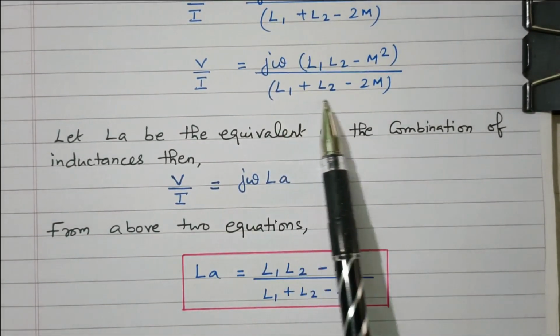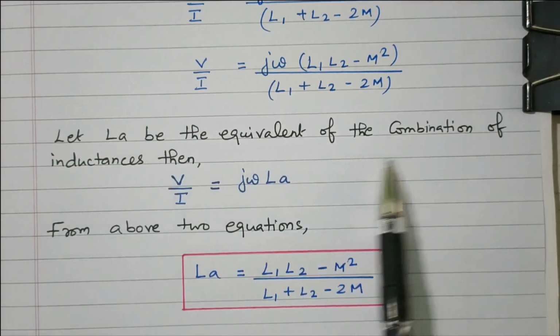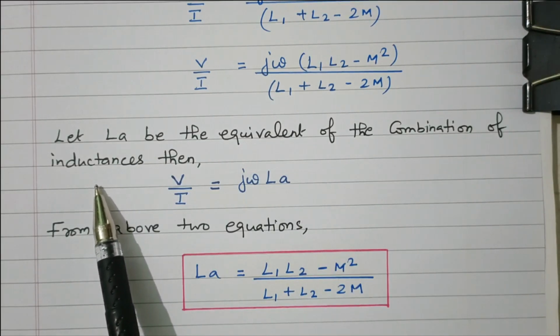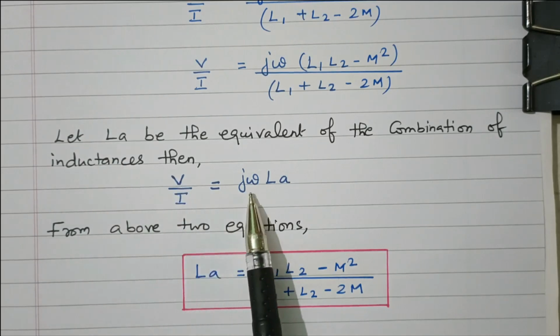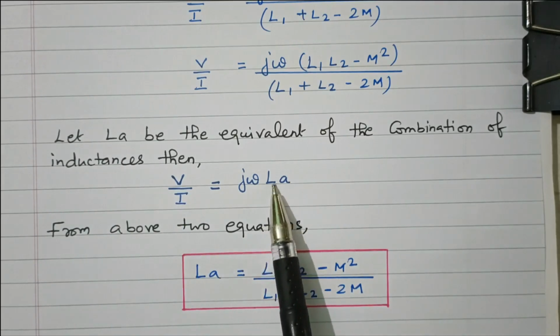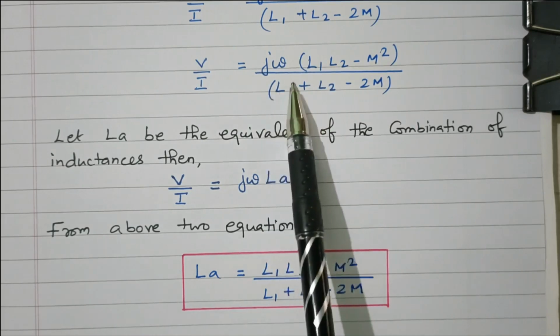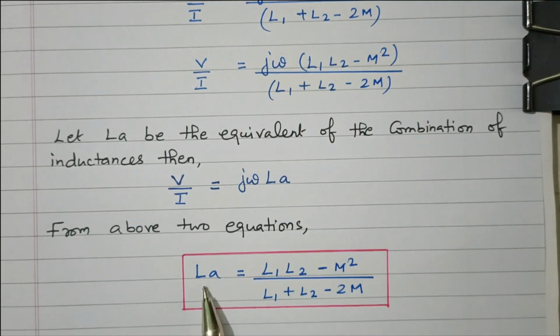After all the simplification, we got this value. Let LA be the equivalent of the combination of inductances. We know that two inductances L1 and L2 are connected in parallel, so the equivalent inductance we will take as LA, so that V divided by I equals j omega LA. So this LA is nothing but this term. By comparing these two, this LA is what we got in the simplified expression. This is LA, the equivalent inductance. So LA equals L1 L2 minus m square divided by L1 plus L2 minus 2m.